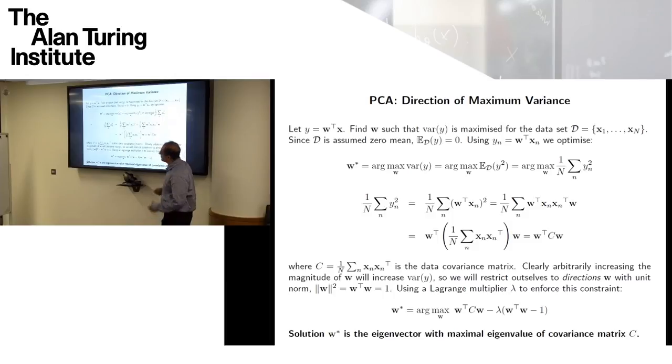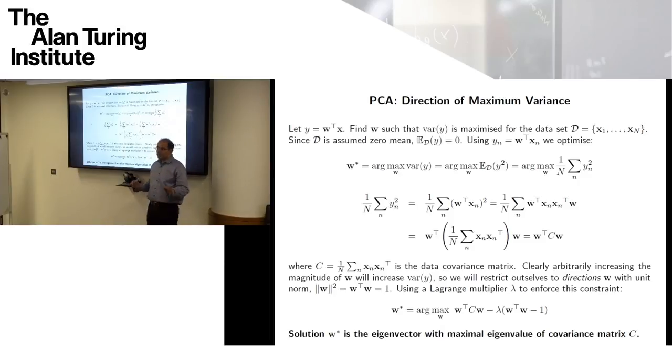We need to put constraints on it, and that's why I said, let's assume that the norm of W is 1. We don't want to increase the variance of Y just by increasing the norm of W. We want to restrict ourselves to directions W with unit norm. So we're going to constrain W norm squared, or W transpose W, the length of W, to be 1. And now, to solve that problem, we're going to maximize this objective function that we had before, subject to the constraint that W transpose W equals 1.